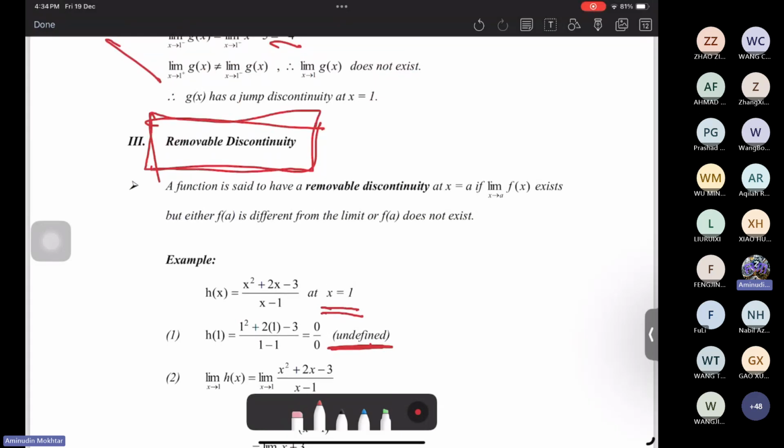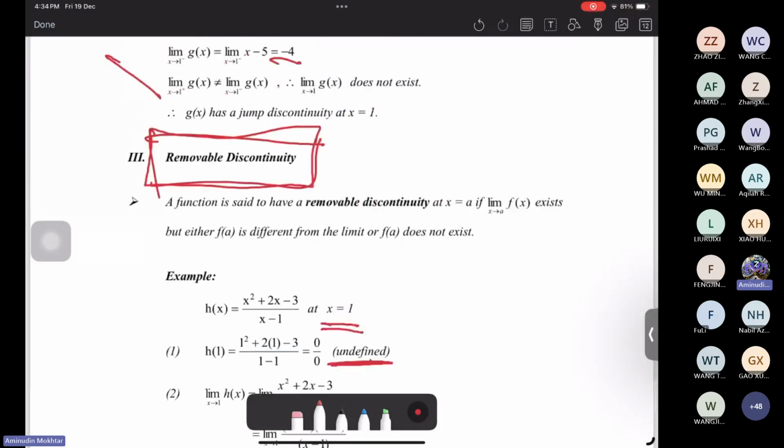This part is also very important. I hope you can remember these types of discontinuity. Again, in order to check whether the graph is continuous or not, we need to check whether the value of y is defined at x equals a, whether the limit exists as x approaches a, and whether the value of y equals the value of the limit at x equals a.